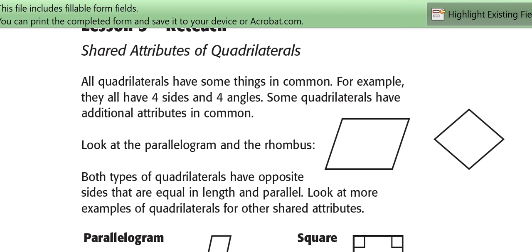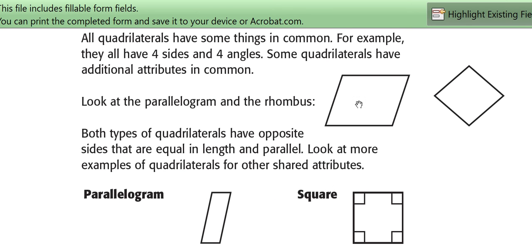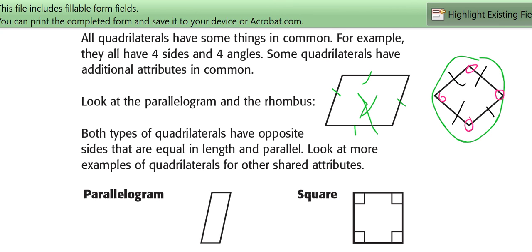This just talks about more attributes. All quadrilaterals have some things in common. For example, they all have 4 sides and 4 angles. That's how you know they're a quadrilateral, because they have 4 sides and 4 angles. Just look at the parallelogram, which is this one, and this is the rhombus. 4 sides, 1, 2, 3, 4, 1, 2, 3, 4, right? And 4 angles, 1, 2, 3, 4, 1, 2, 3, 4.